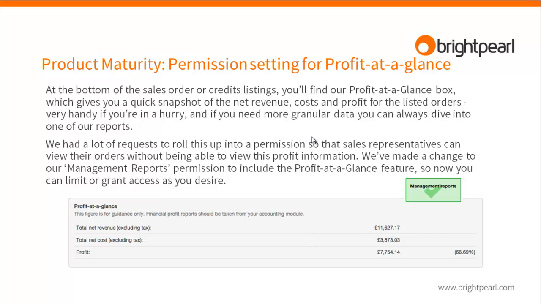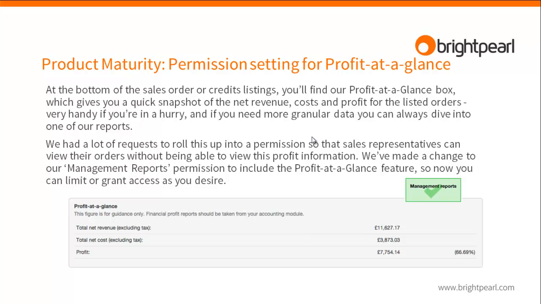The next item up, a new permission setting for profit at a glance. The profit at a glance is visible at the bottom of the sales order or credit listings, and it gives you a quick snapshot of the net revenue, costs and profit for the listed orders on the screen, which is handy if you're in a hurry, and of course if you need more granular data you can just dive into one of the reports I've already gone through.